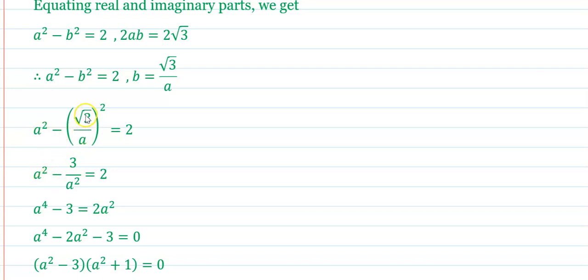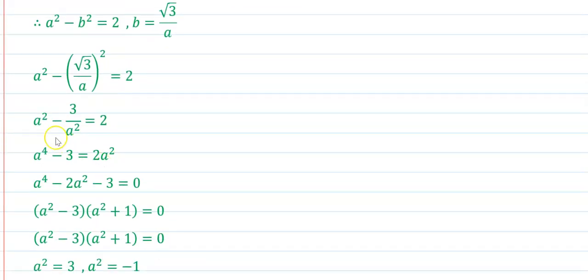(Root 3 upon a) whole square means what? 3 upon a square is equal to 2. Multiply on both sides by a square and then you will get a square into a square, therefore you will get a raised to 4. A square into 3 upon a square get cancelled, therefore you will get here minus 3.